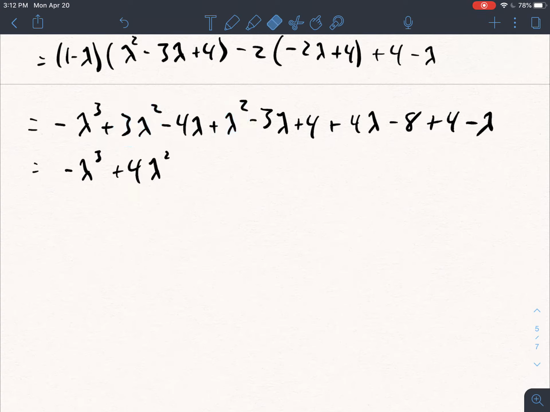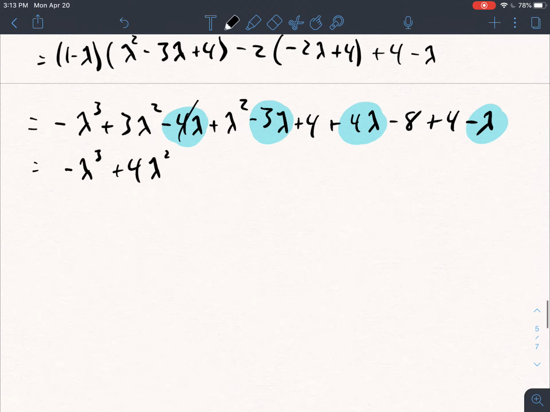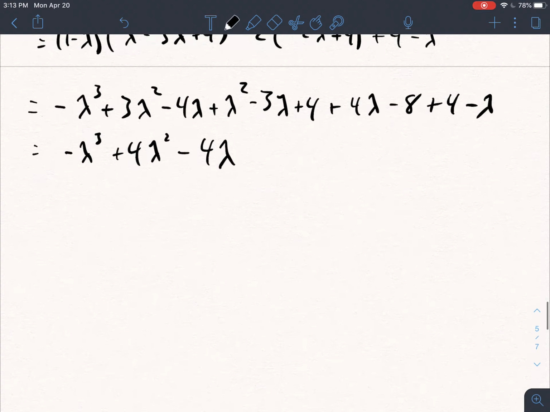Squares, so I get 3 lambda squared plus 1 lambda squared, so that's plus 4 lambda squared. Right. Negative 4 lambda minus 3 lambda plus 4 lambda minus lambda. So I get a negative 4 and a positive 4 cancel out, and then I'm left with negative 3 minus 1 lambda. So this is equal to negative 4 lambda.